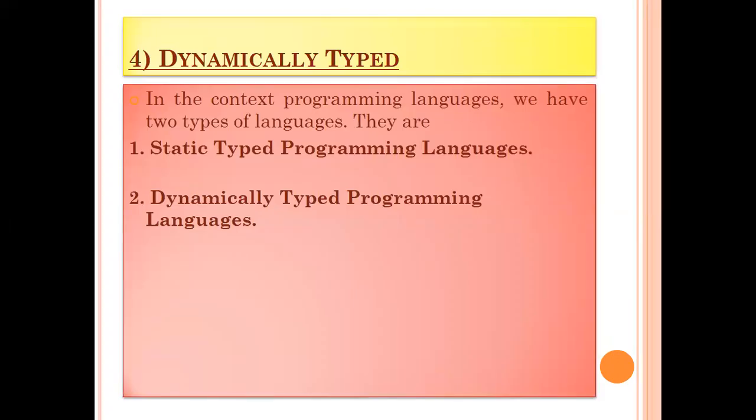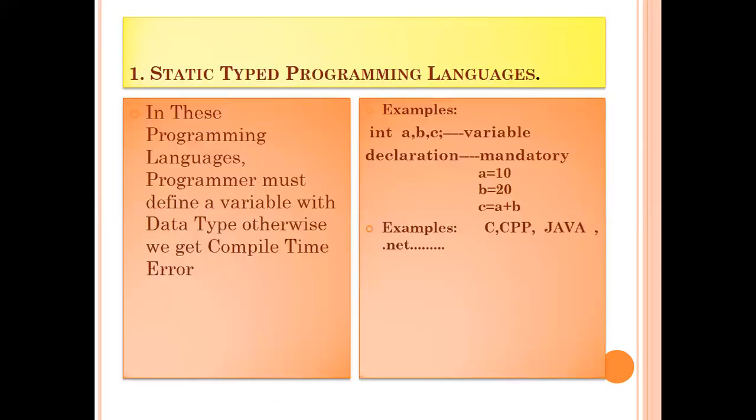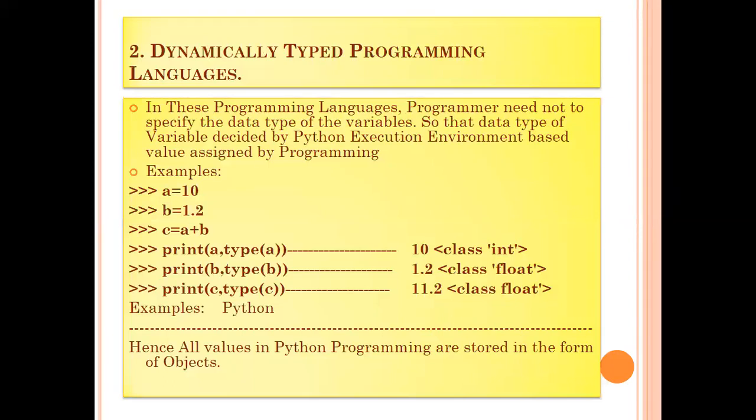Now we discussed static typed and dynamically typed programming languages. What do we understand by static type? Java is a static type language where we need to mention what type of variable it is, whether it is an integer type or a float type. But in Python programming, we need not specify the data type of the variable. Whenever we want to know, we just write type of value and we'll get it, whether it is of integer type, class type, or any type.